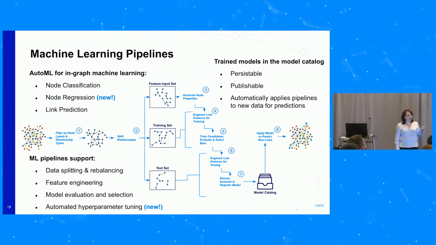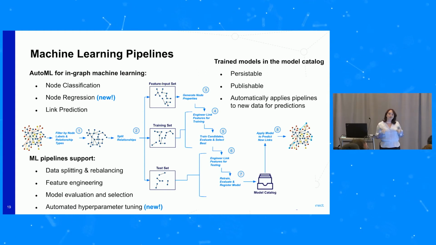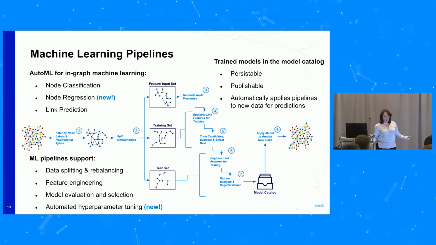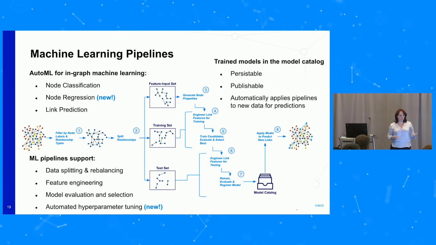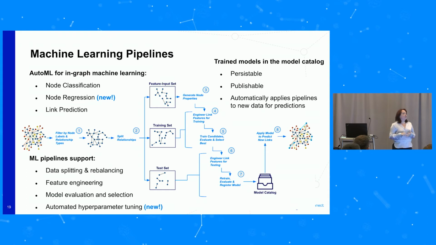And then once you have that model, our secret thing is we're a database. We're really good at storing stuff. So you train that model, we store it in the database for you. We have a model catalog to manage the models you've trained. If you like the model you've trained, it's persistable, it's publishable.